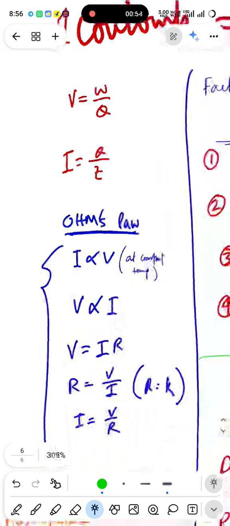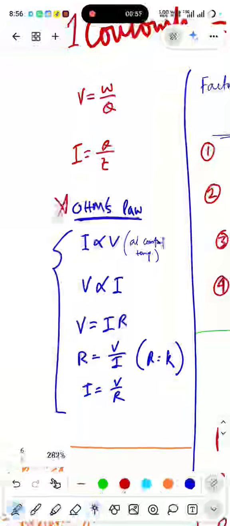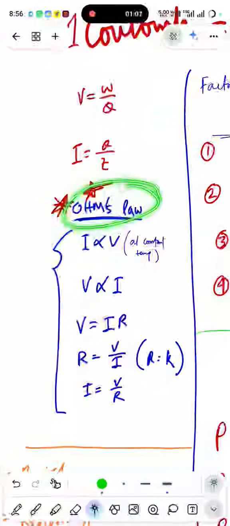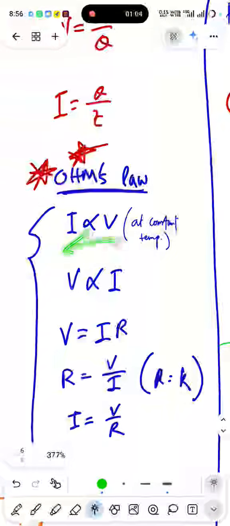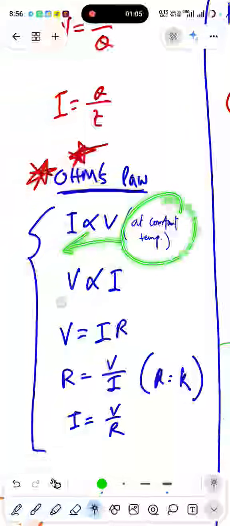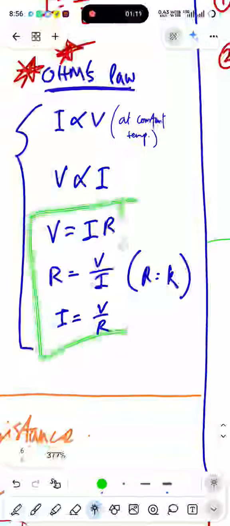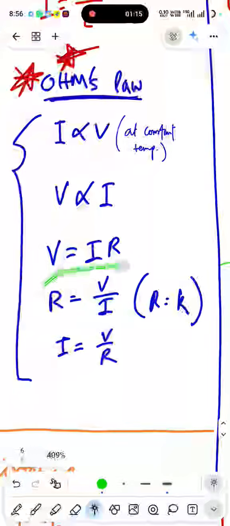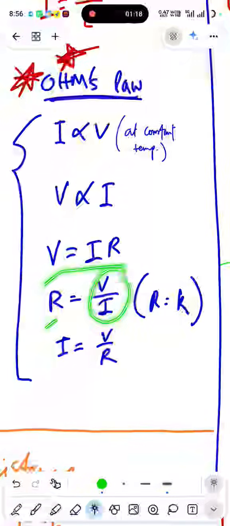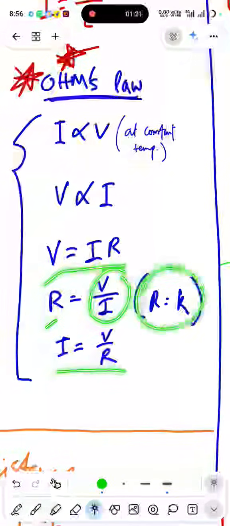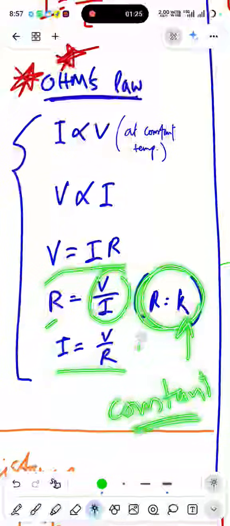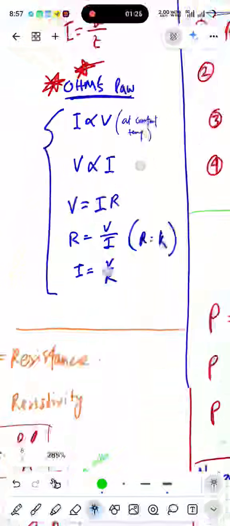Then we have the most important thing, that is our Ohm's law, which is very much important. So Ohm's law tells us that current is directly proportional to volt, at a constant temperature, and volt is directly proportional to I, that is the vice versa. So we have three major formulas for Ohm's law, that is V equals to IR, R equals to V by I, and I equals to V by R. And here R is a constant, R is a constant, means R will not change.